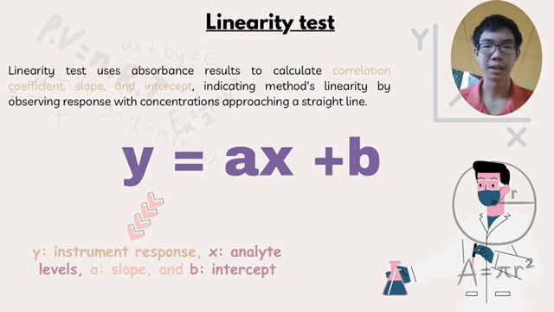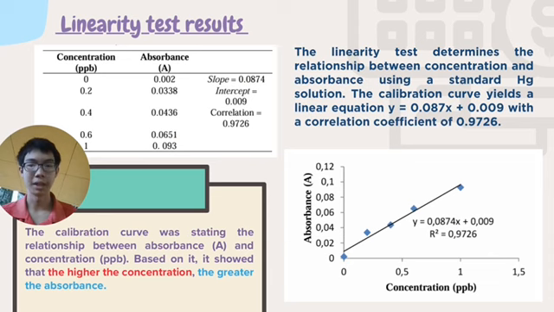Next, we are using the linear test to find the correlation coefficient, the slope, and also the intercept. The linear test helps to determine the relationship between the concentration and the absorbance using the standard mercury solution. So the linear equation is y equals 0.087x plus 0.009, with a correlation coefficient of 0.9726. So from the graph, we can see the higher the concentration, the greater the absorbance.